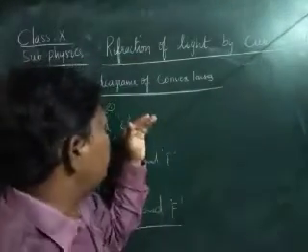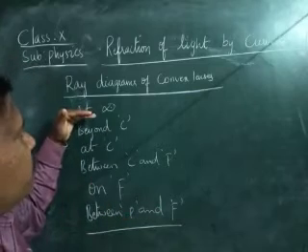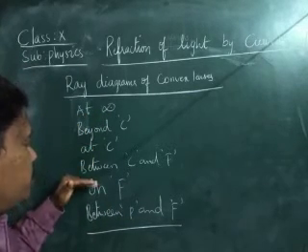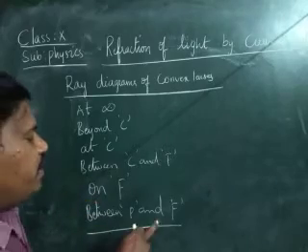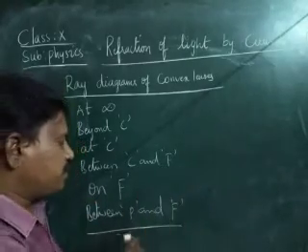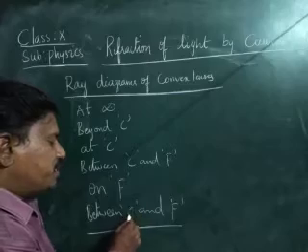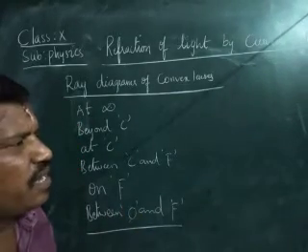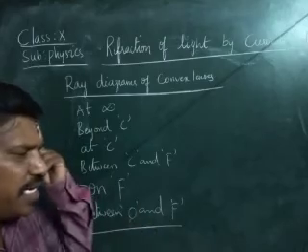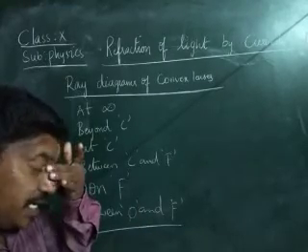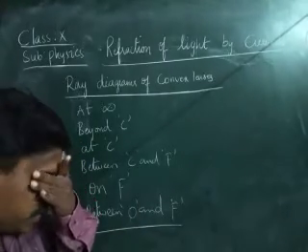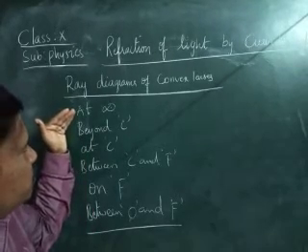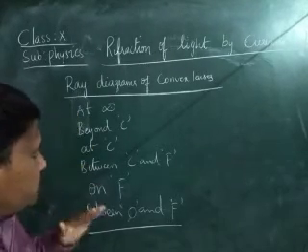How many positions are there for the convex lenses? Same: at infinity, beyond C, at C, between C and F, on F, between P and F. But normally in lenses, instead of P, we say optic center: between O and F. Sometimes we can say pole also, but normally we say optic center and the focal point. Here 6 positions are there: 1, 2, 3, 4, 5, 6.